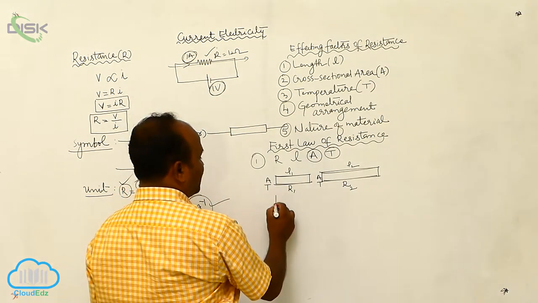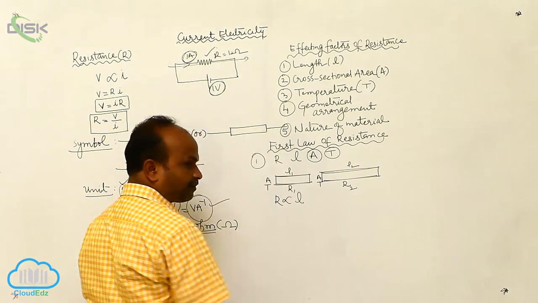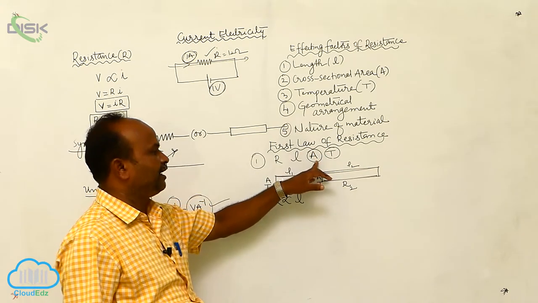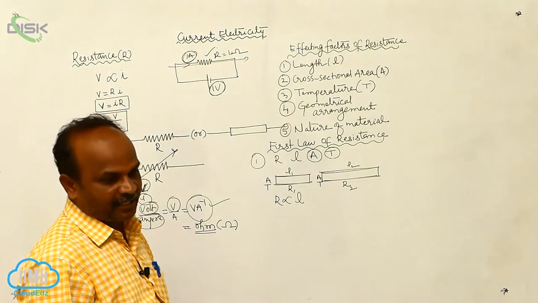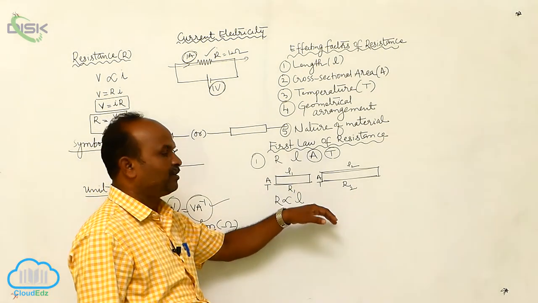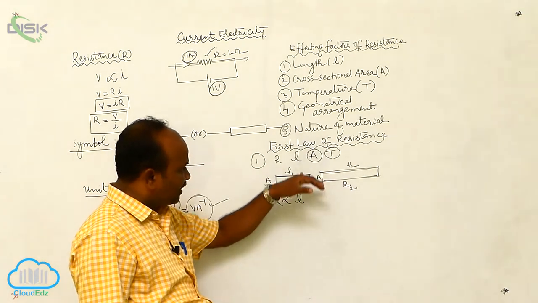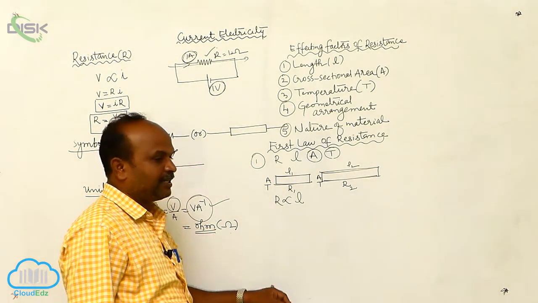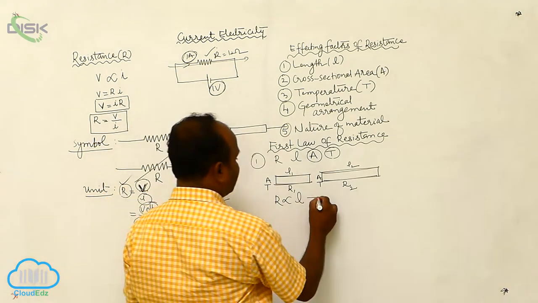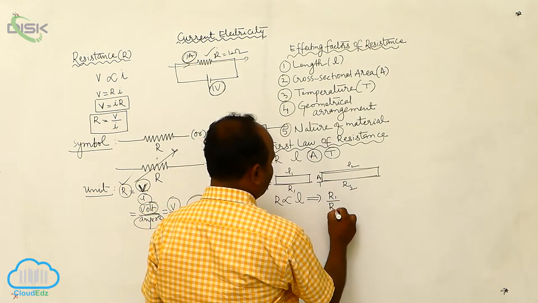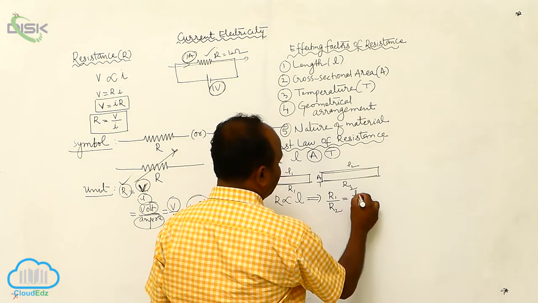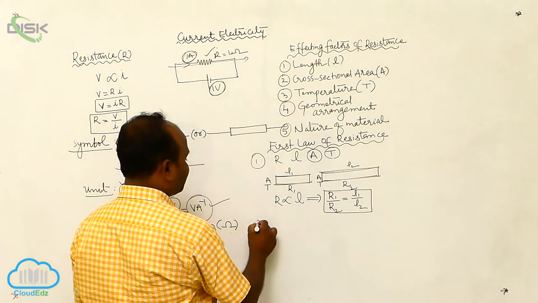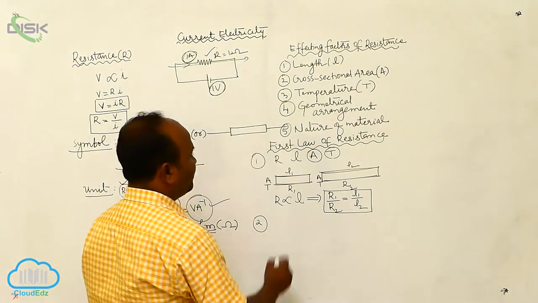Now in this case, resistance is directly proportional to length. Therefore, at constant temperature and with the same thickness for two different conductors, resistance is directly proportional to its length. If length is increased by 2 times, resistance also increases by 2 times. If length is decreased by 3 times, resistance also decreases by 3 times. Thereby, we can write R1 by R2 equals L1 by L2. This is the first law of resistance. Second one, the second law of resistance.